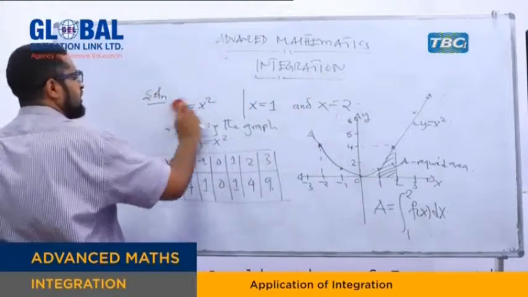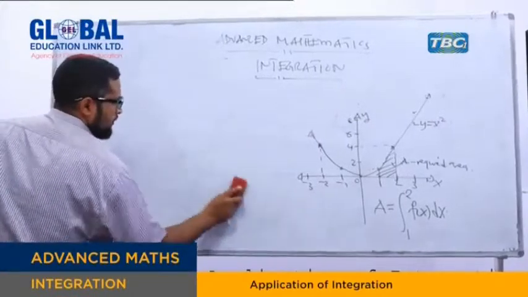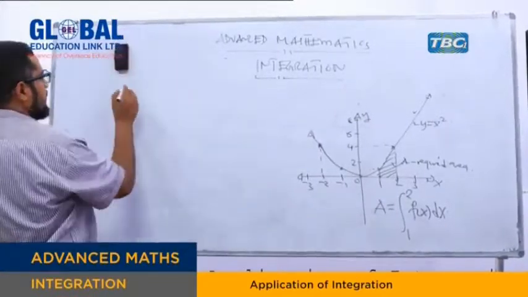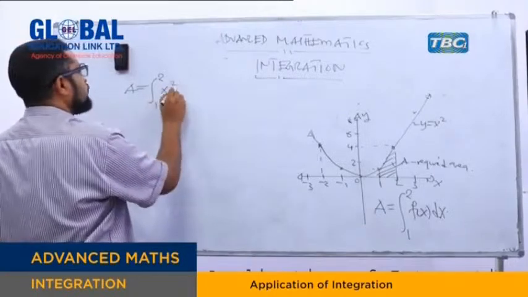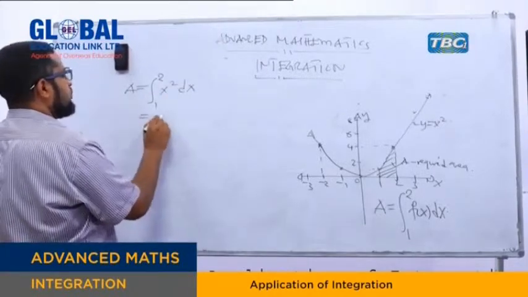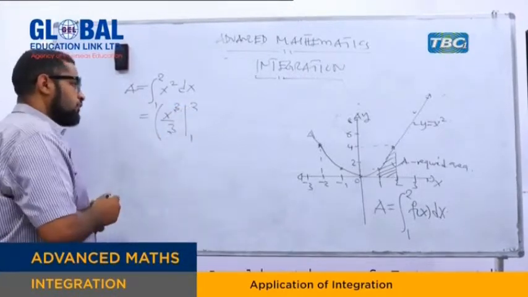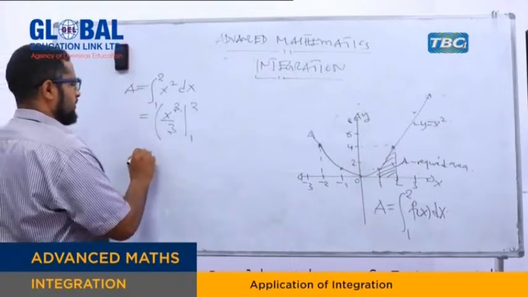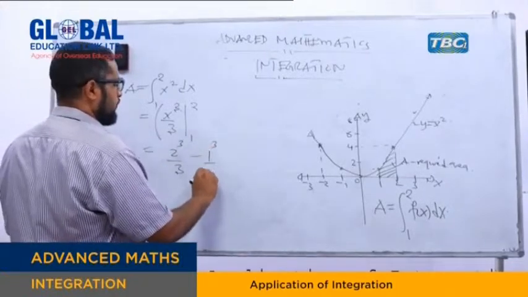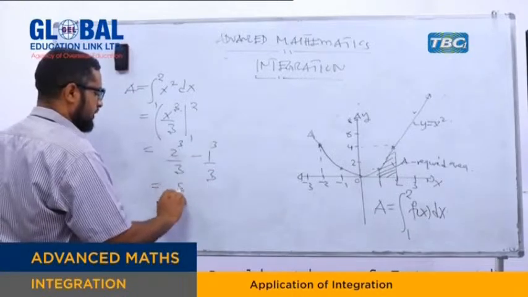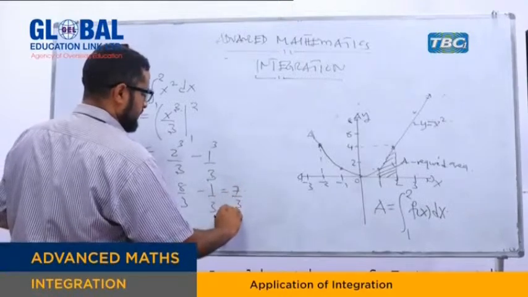Now let's substitute the function and then integrate. Area will be equal to the integral from 1 to 2 of our function, x square dx. So integrating, you'll be having x to the power of 3 over 3 from 1 to 2. Then simplifying, this will be equal to 2 power 3 over 3 minus 1 power 3 over 3, which is 8 over 3 minus 1 over 3, which is equal to 7 over 3.